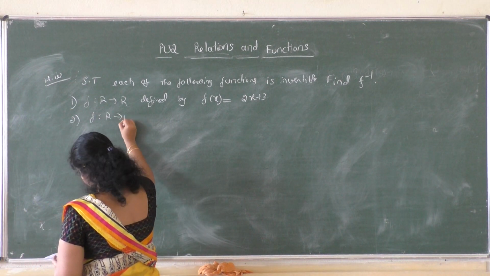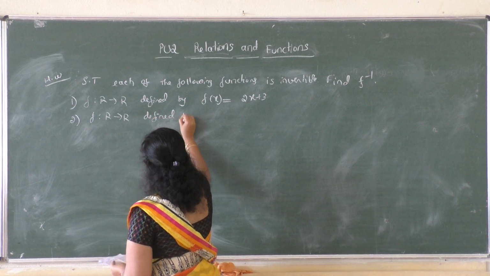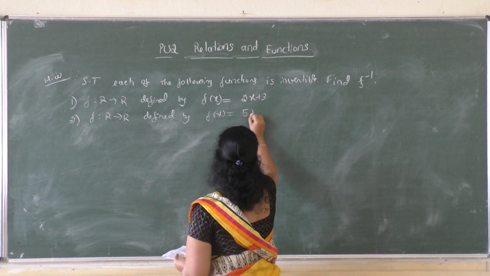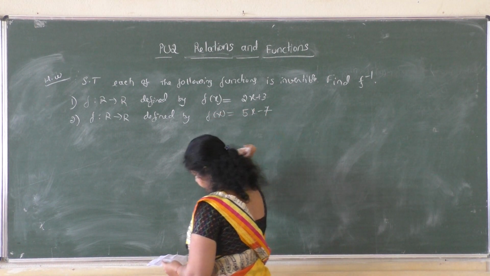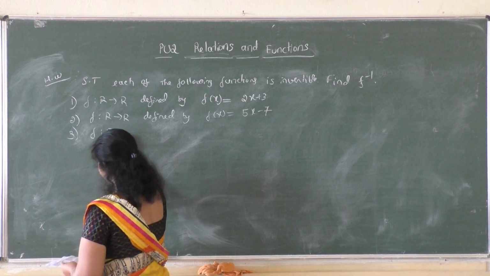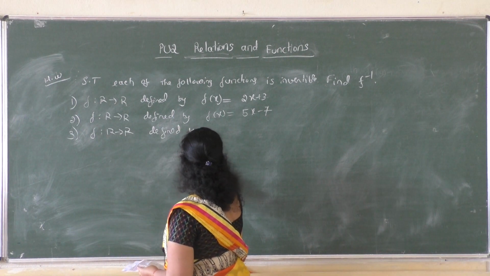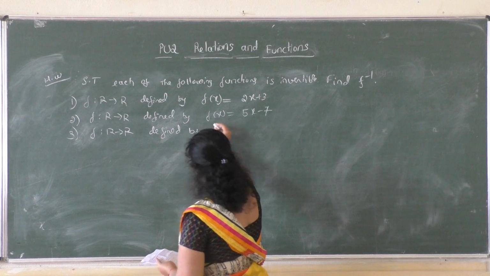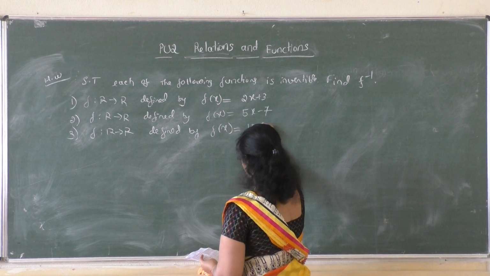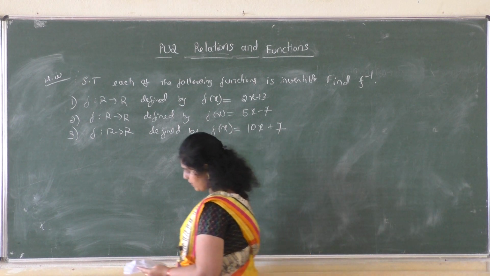And second question, f from R to R defined by f of x is equal to 5x minus 7. Third, f from R to R defined by f of x is equal to 10x plus 7.